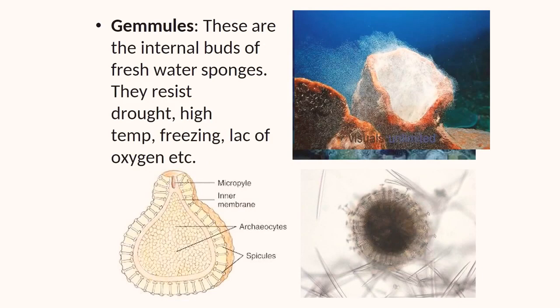Gemmules. These are the internal buds of freshwater sponges. They resist drought, high temperature, freezing, lack of oxygen, etc.